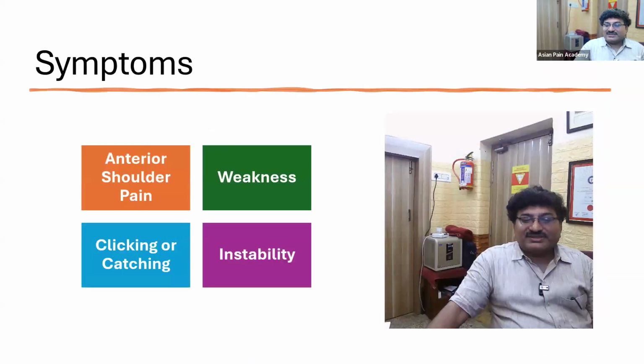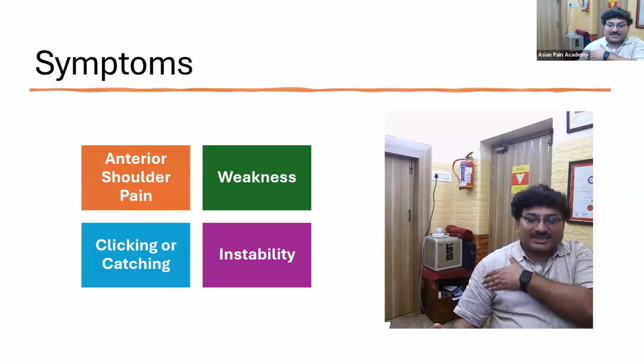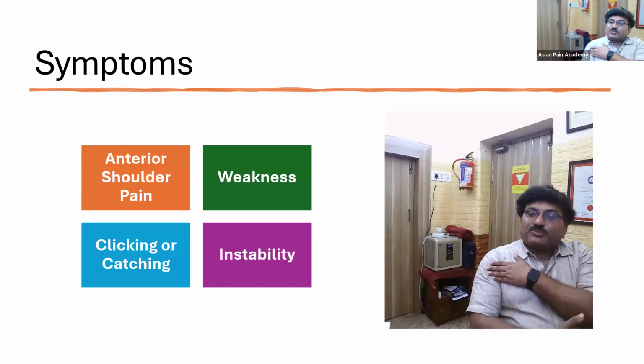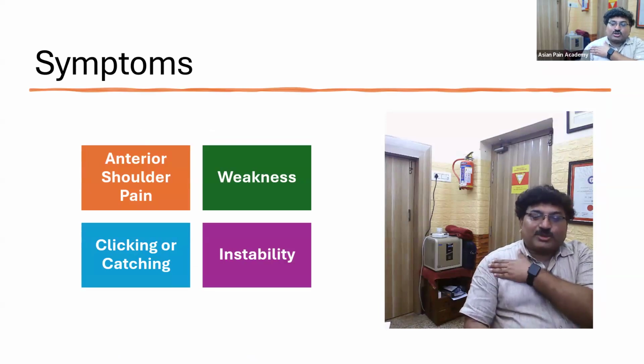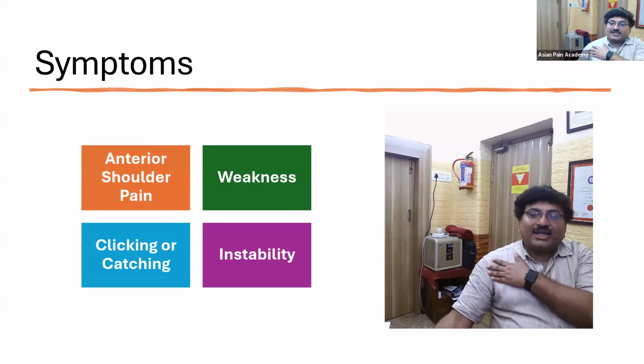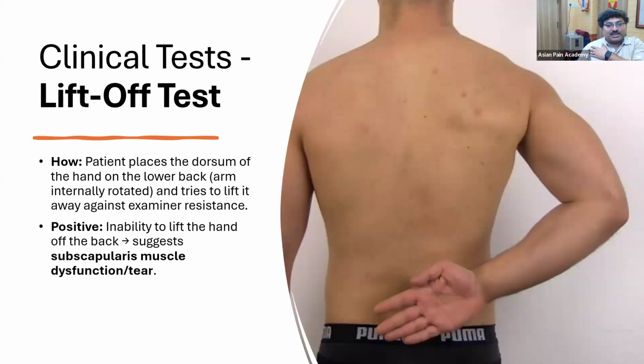The subscapularis can have the same type of things, but depending on the position, as it is on the medial side and helps in adduction movement, problems in these movements will occur. So there will be anterior shoulder pain, weakness, sometimes clicking or catching, and sometimes instability. And what movements are associated with it? One you can think of is the belly press test and one is the lift off test.